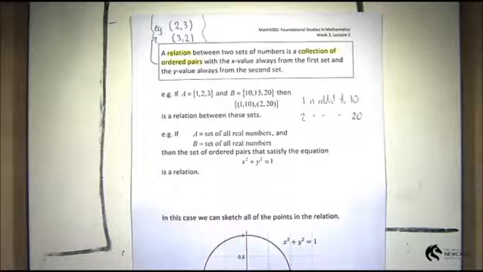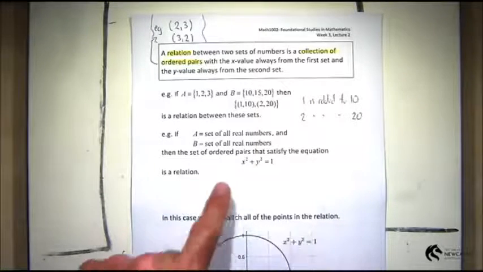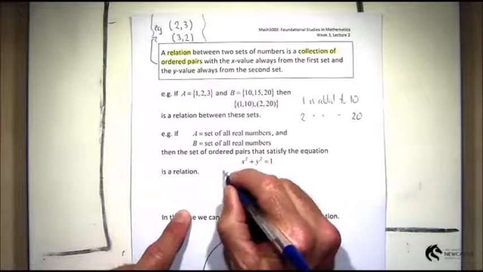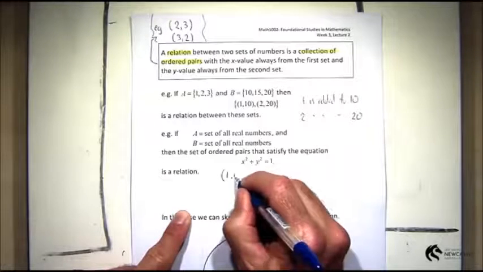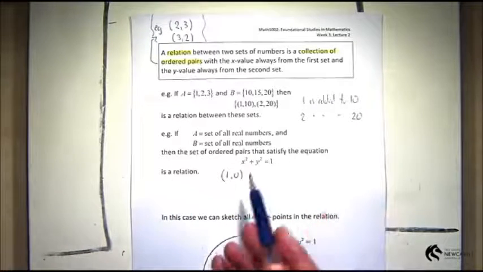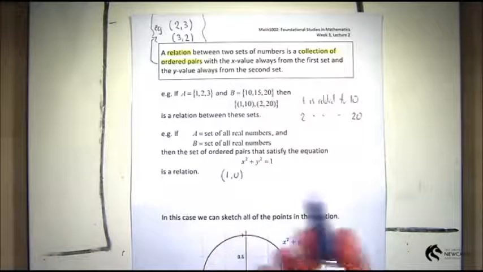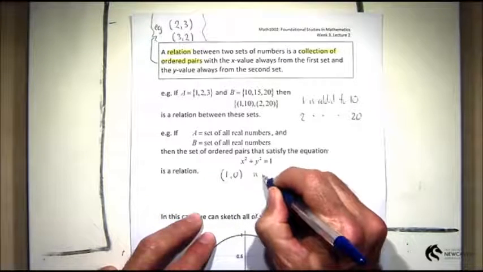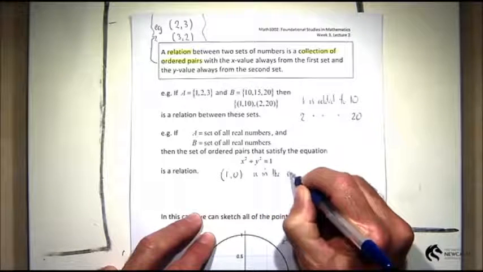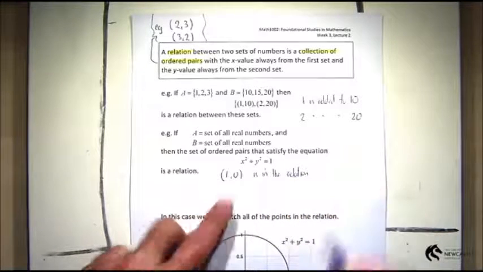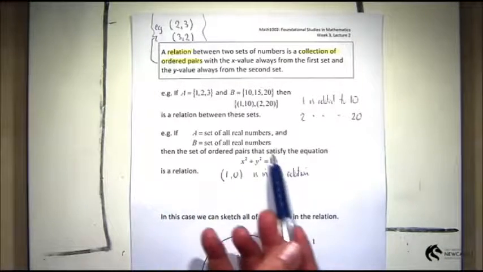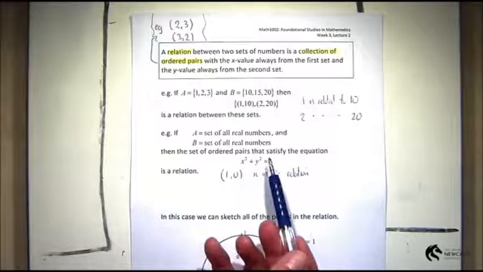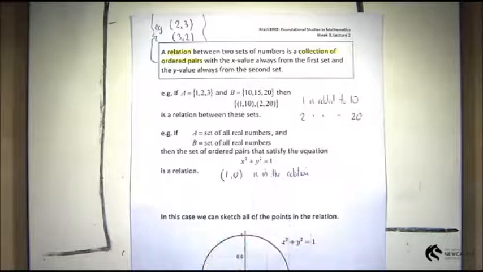For example, if I let x equal 1, then 1 squared plus y squared is equal to 1, so y would have to be 0. So that equation defines our ordered pair 1, 0. So 1, 0 is in the relation, is what we would say. Or alternatively, I could say 1 is related to 0. And so if I go through and find every set of ordered pairs that satisfies that equation, then I've found all the points in the relation. So let me do another one here.